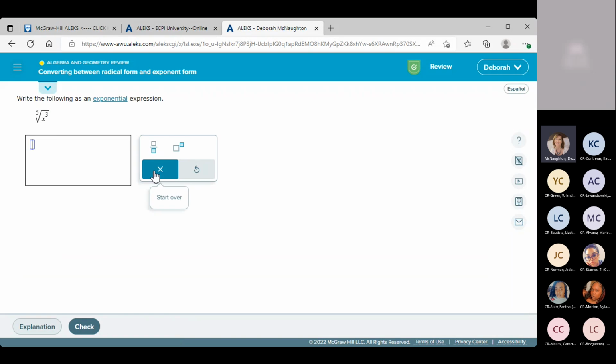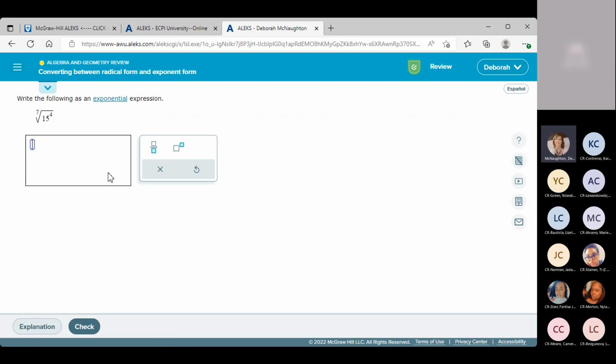Do one more. So now this one, they want us to convert it and write it as an exponential expression. So the power goes in the numerator and the root goes in the denominator. So this is x raised to the 3 divided by 5. The power goes in the numerator, the root goes in the denominator.